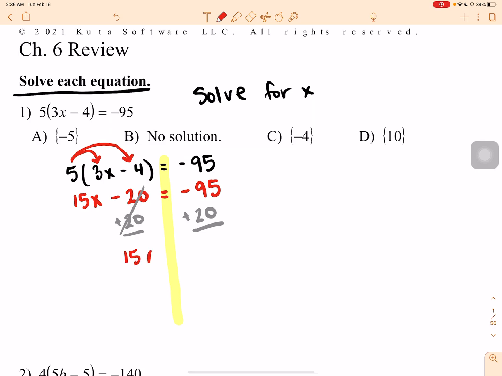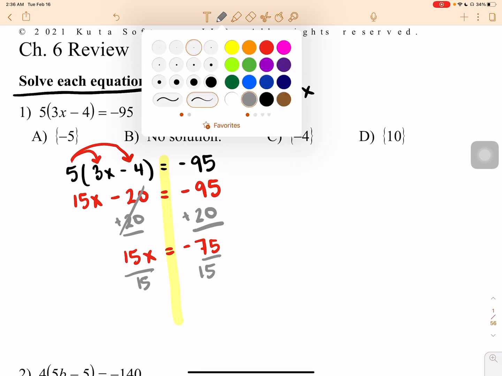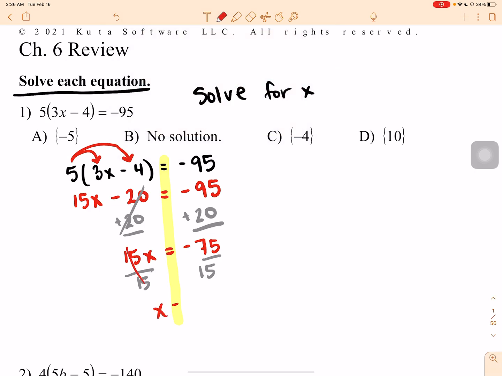So now we'll do 15x equals negative 95 plus 20, which is negative 75. Divide both sides by 15. You should get x equals negative 5. Be really careful with these negatives. A lot of students forget the negatives and then they end up with the wrong answer. But luckily, looking here, our answer is A.